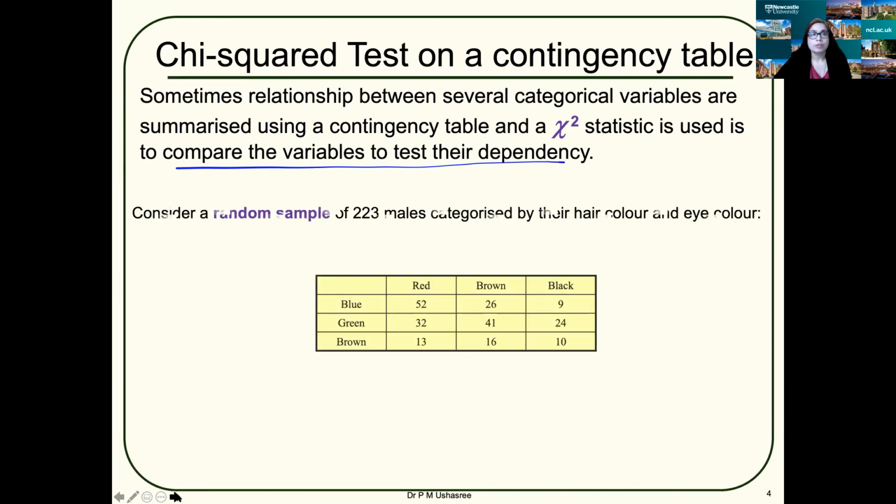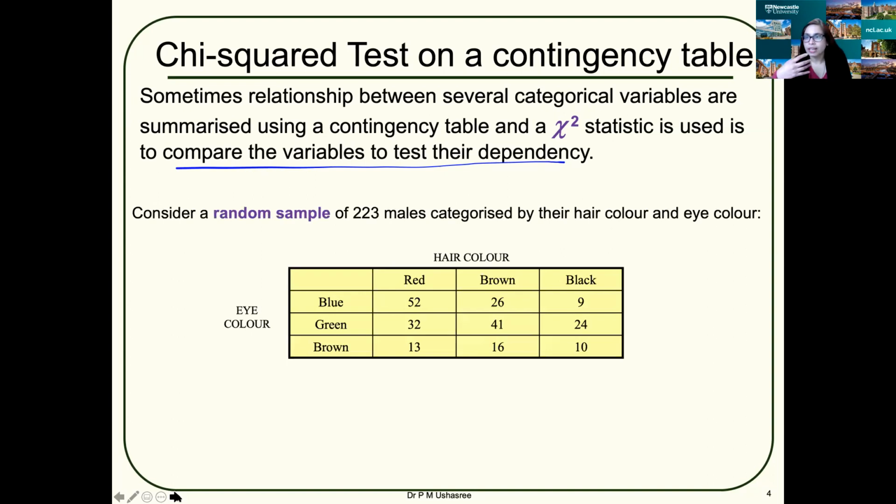We're going to take an example to understand how to perform a chi-square statistic using a contingency table like this. Let's take a random sample of 223 males categorized by their hair color and eye color. You have red hair, brown hair, black hair along the row, and blue eye, green eye, brown eye along the column.